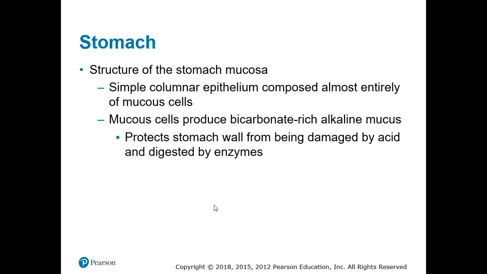In terms of your stomach mucosa, it is simple columnar. It has a lot of mucus cells. And these mucus cells are very, very important. They actually make a bicarbonate-rich alkaline mucus. Alkaline means it's pretty basic, if you've heard of acids and bases. It helps protect the stomach from being damaged by the acid that your stomach produces. So the stomach acid can't digest, like basically break down your stomach and eat away at it. It protects it from the stomach eating itself.